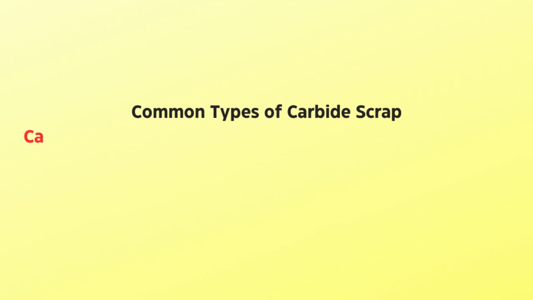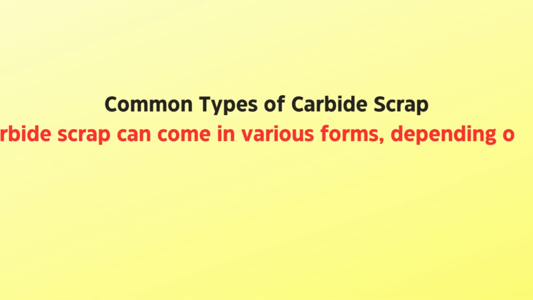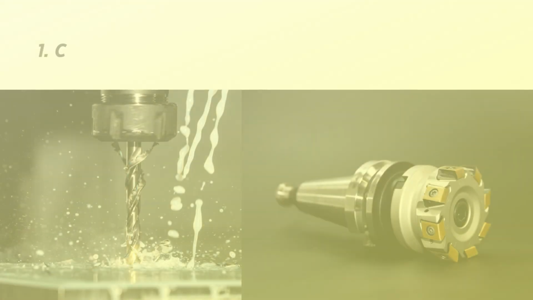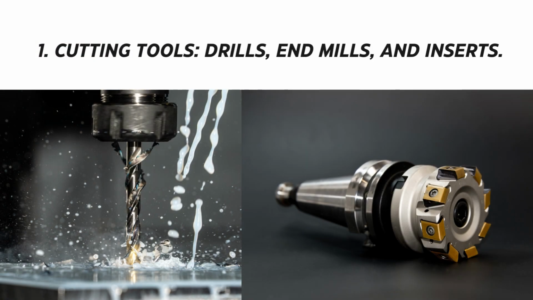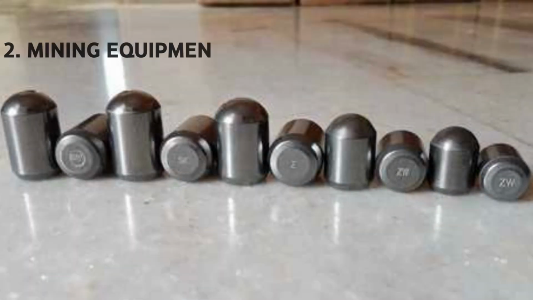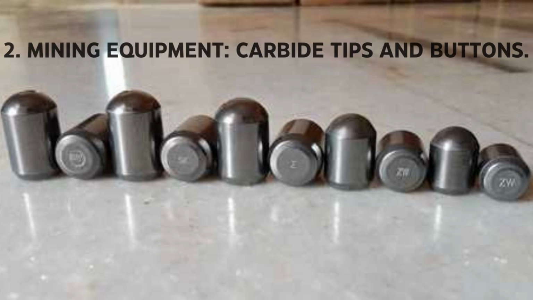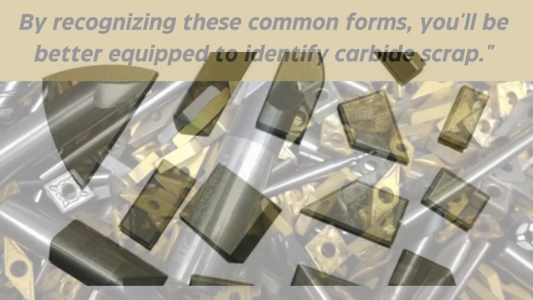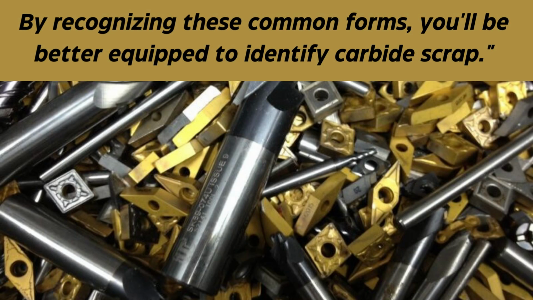Common types of carbide scrap. Carbide scrap can come in various forms, depending on its previous use. Some common types of carbide scrap include: 1. Cutting tools, drills, end mills, and inserts. 2. Mining equipment, carbide tips and buttons. 3. Wear-resistant parts, nozzles, seals, and bearings. By recognizing these common forms, you'll be better equipped to identify carbide scrap.